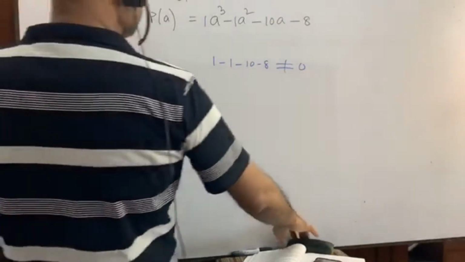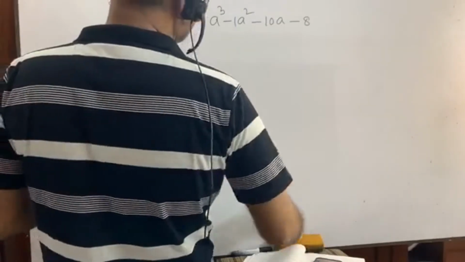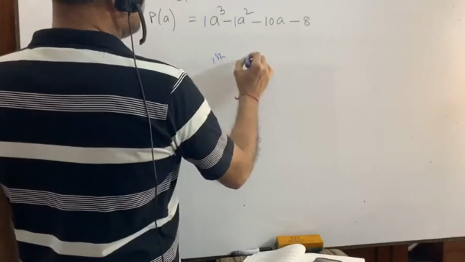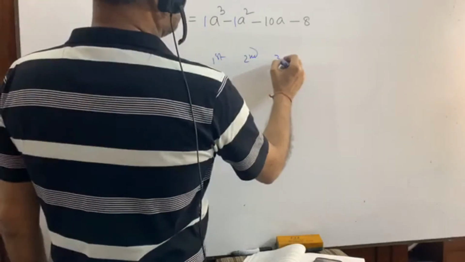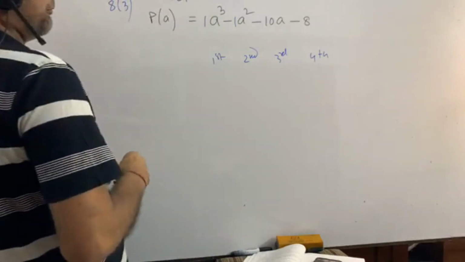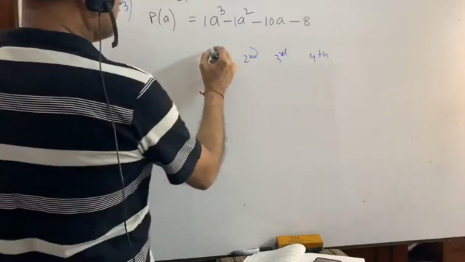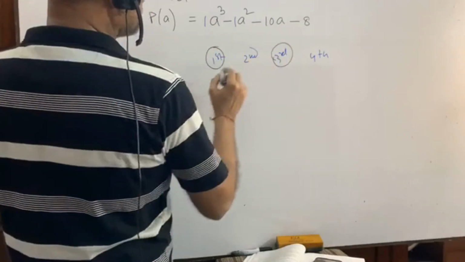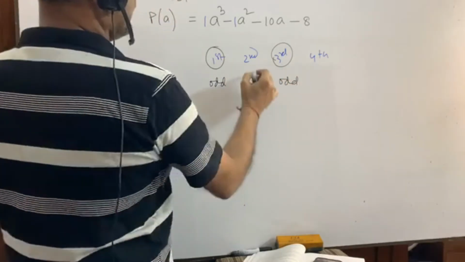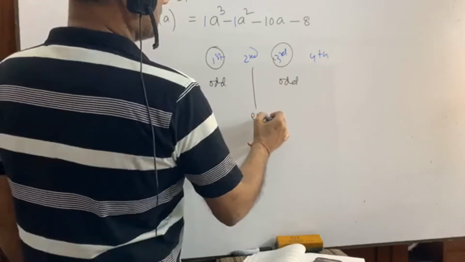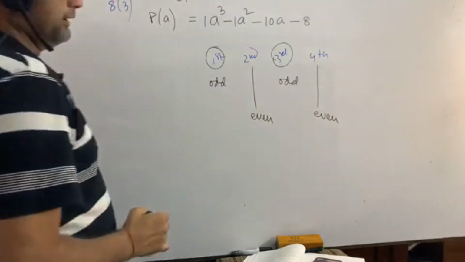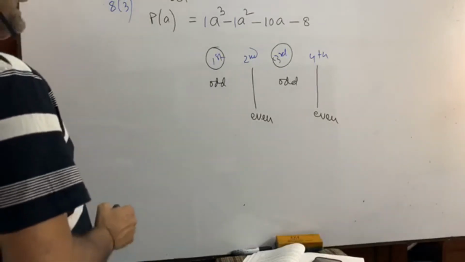But we have another option. You see, this is the first position, the second position, the third position, and the fourth position. The first position means the odd position, and the second means the even position. The third is odd and the fourth is even. Let's add the odd positions.